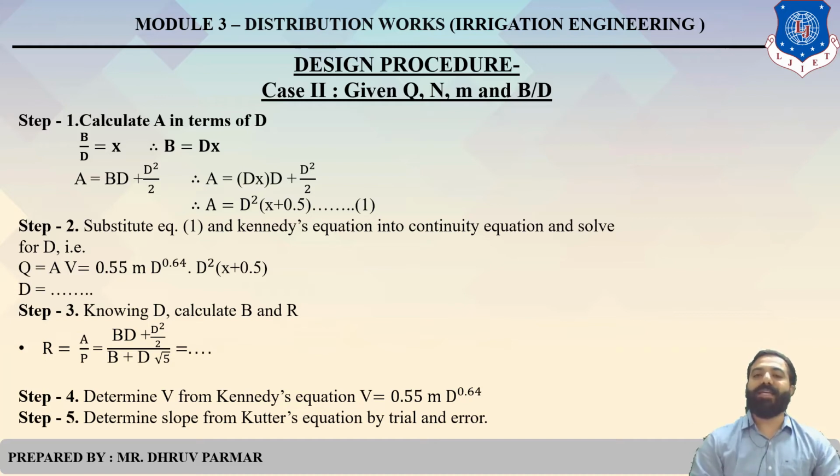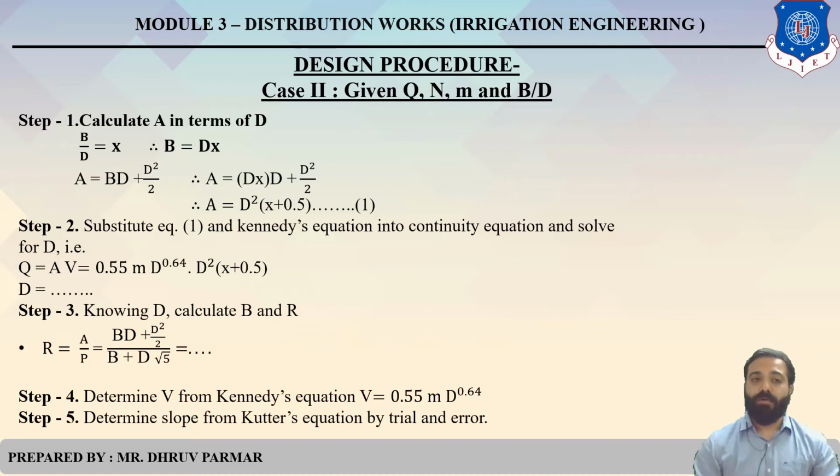So B equals D into X. We have the formula of A: BD plus D square by 2. Putting in these equations, A equals DX into D plus D square by 2. Taking D square common, A equals D square into (X plus 0.5). That equation is called equation 1.